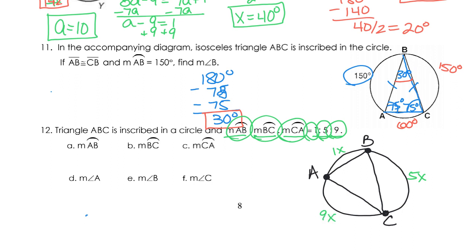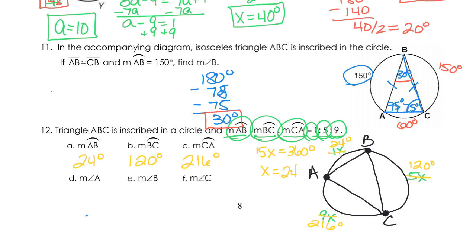Since those are the 3 arcs of our circle, we're going to add them all together, which is 15x, and that equals 360 degrees. If I divide by 15, x is going to come out to be 24. Now I can go ahead and say that this arc is 24 degrees. 5 times 24 would be 120 degrees, and 9 times 24 is 216 degrees. Now that I found all my arcs, that was part A, B, and C, so I'm just going to copy them over. Arc AB is 24 degrees, BC is 120 degrees, and arc AC is 216 degrees.